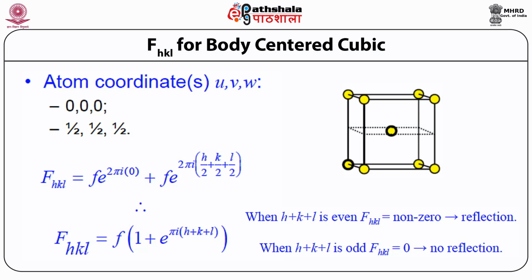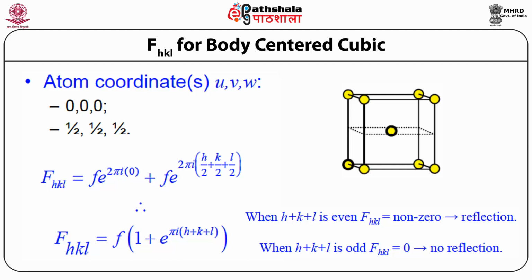F_HKL for body centered cubic. Here we are going to calculate the structure factor of a slightly different structure. It is also a simple cubic structure like the earlier one, but there is one extra atom at the center. We call it BCC, or body centered cubic, as you can see in the diagram. Once again, you need to ask yourself how many atoms per unit cell exist in BCC, and the answer is 2, because 1/8 of an atom comes from each of the 8 corners, and one atom is in the center. So we have 2 atoms.